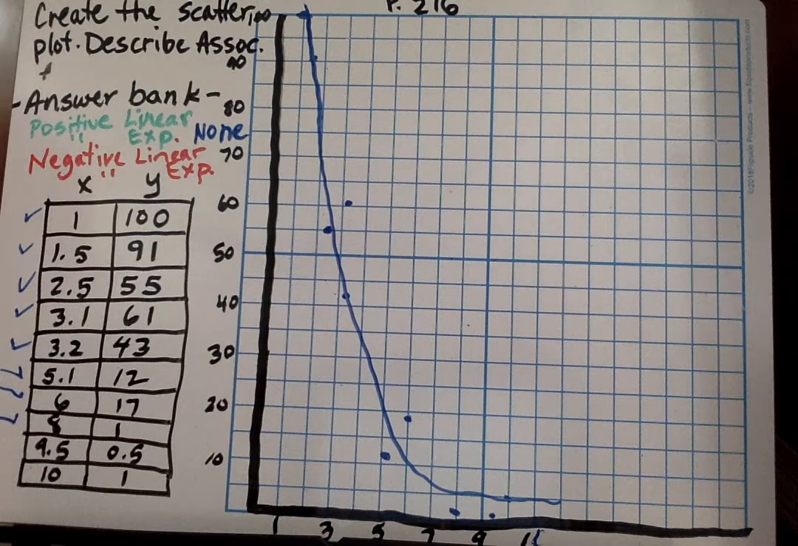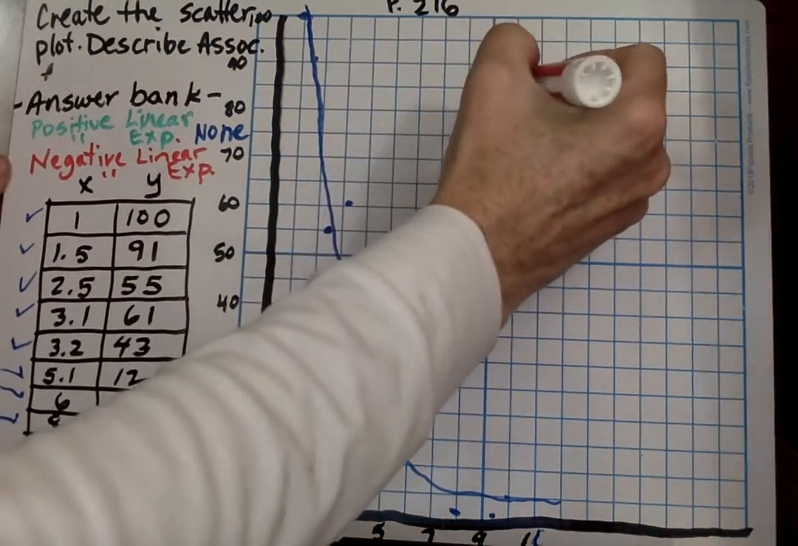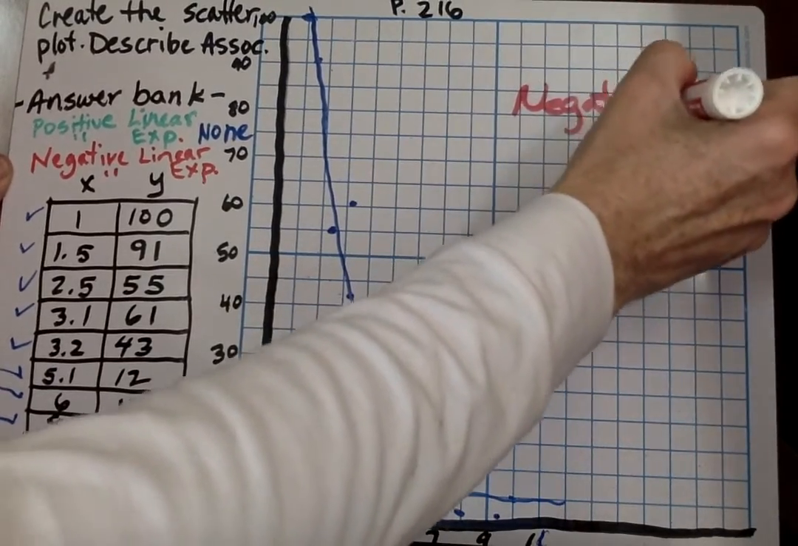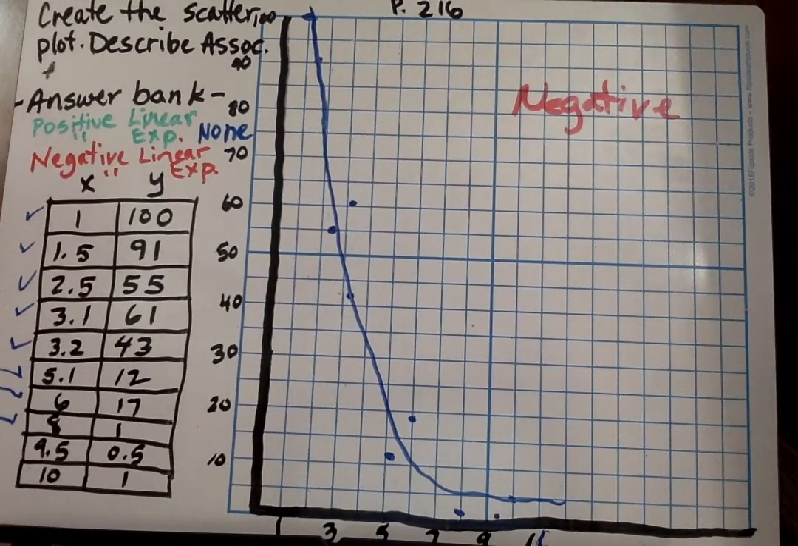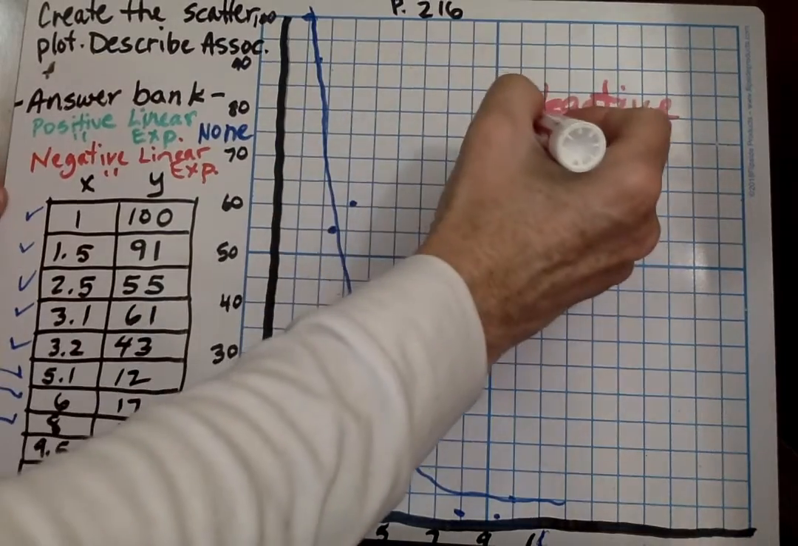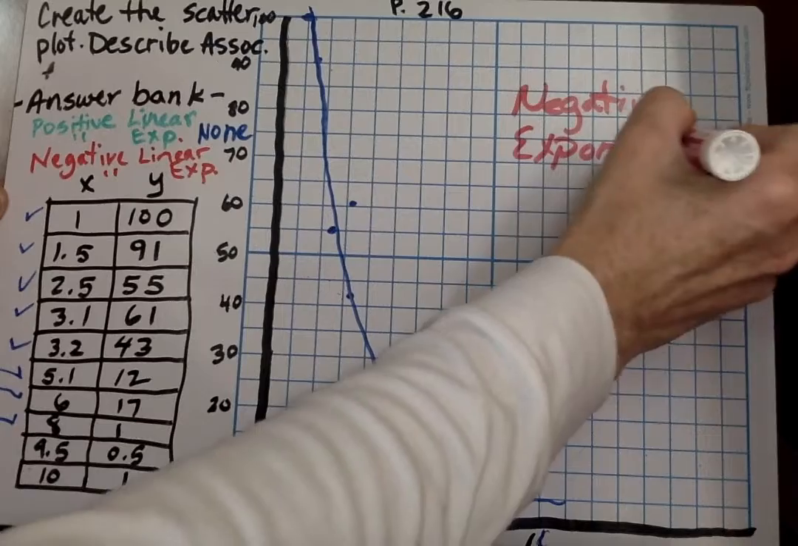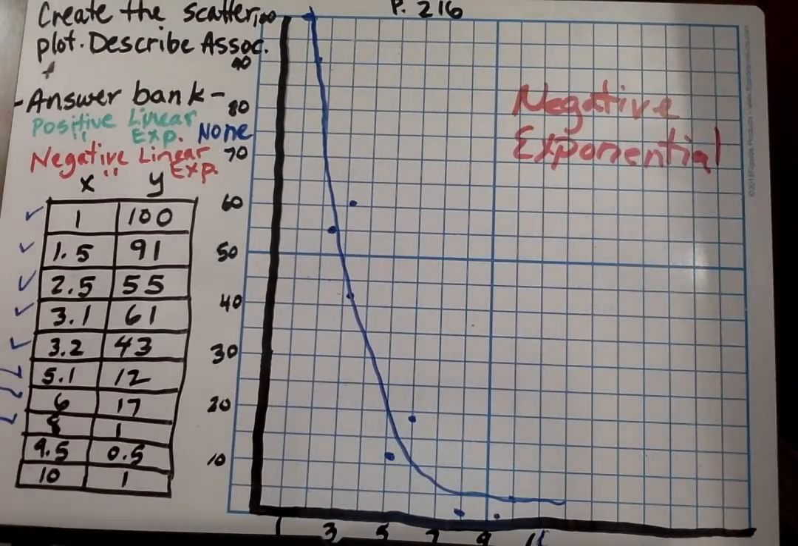So which one of our graphs was that? What is the association? Well, since it's going down, I know it's negative. So I'm going to say negative. And you should be writing this under association. It's going to be negative exponential. All right, I will leave those others to you.